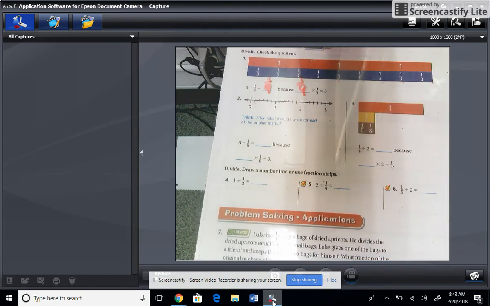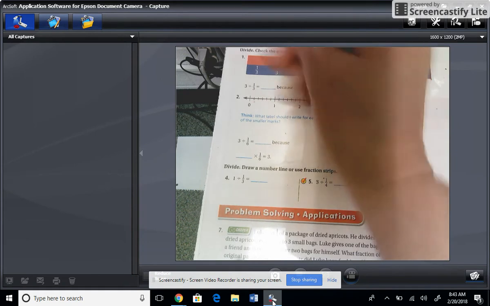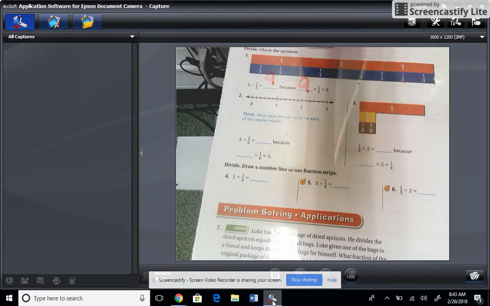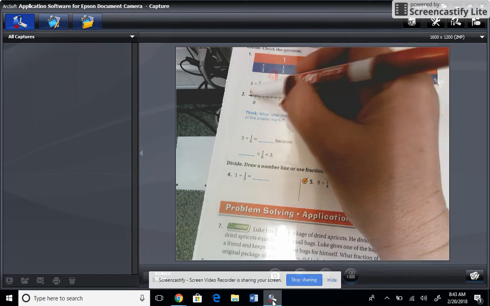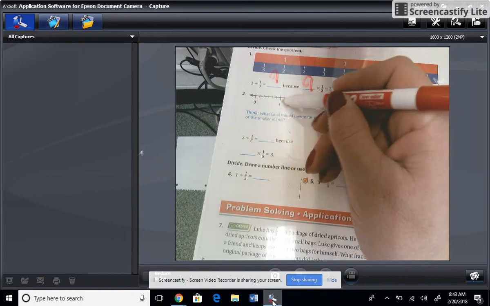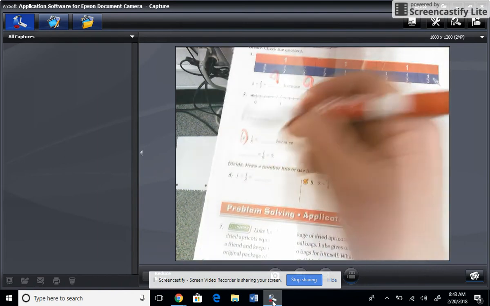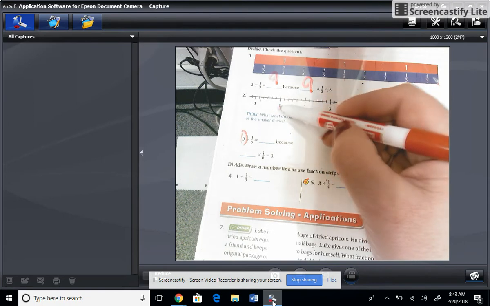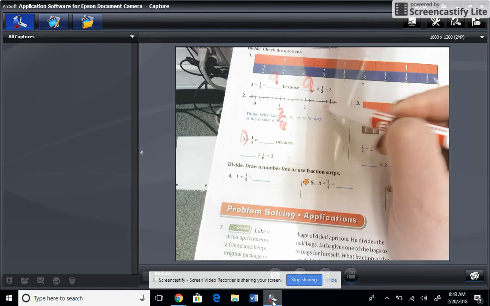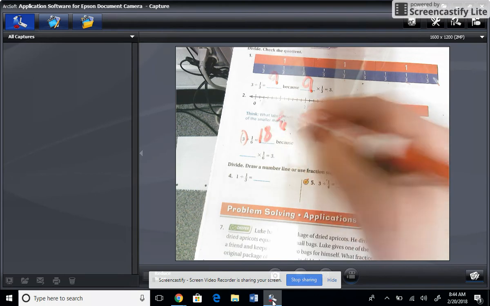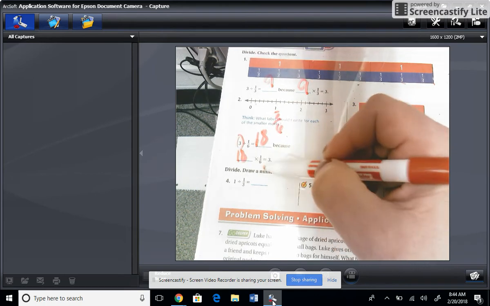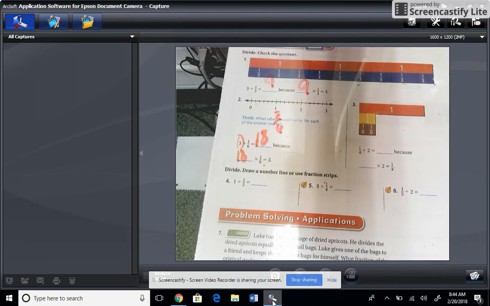All right, what label should I write for each of the smaller ones? Well, they're 1/6, because we're dividing a whole one into 6. So it takes 6 times 3 to make a whole, so it's 18, and 18 times 1/6 equals 3. All right, over here, 1/2. Now we're starting with a fraction, so our quotient's going to be a fraction. I have 1/4, and I'm dividing it into 2 equal parts, and I get 1/8. So 1/8 times 2 equals 1/4.